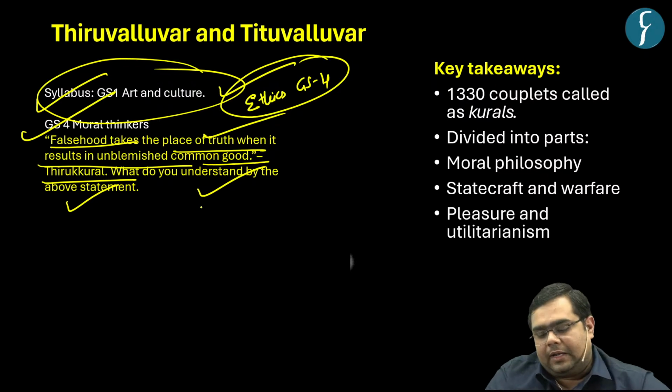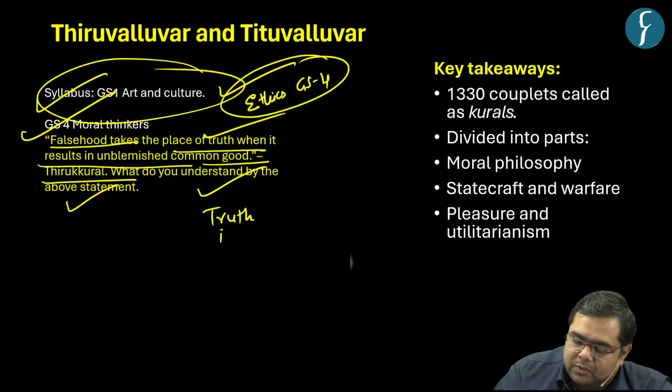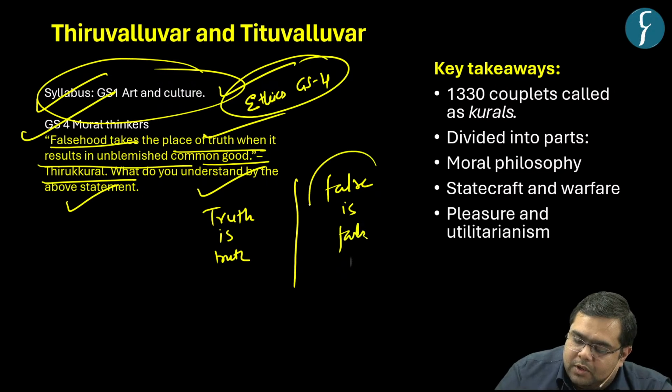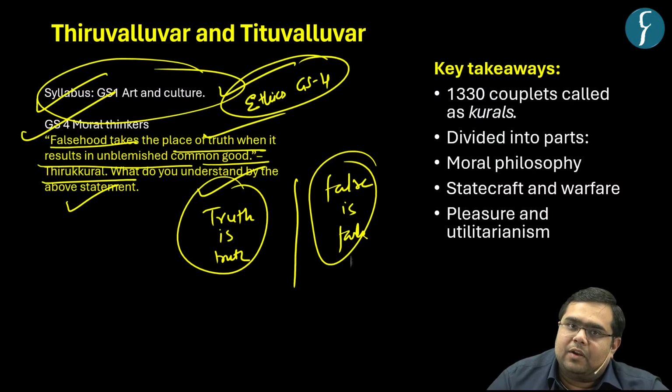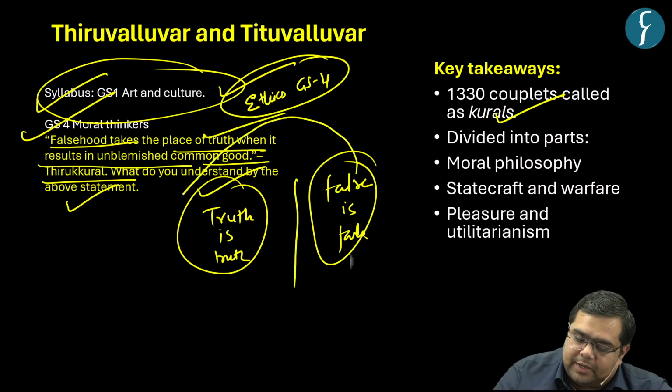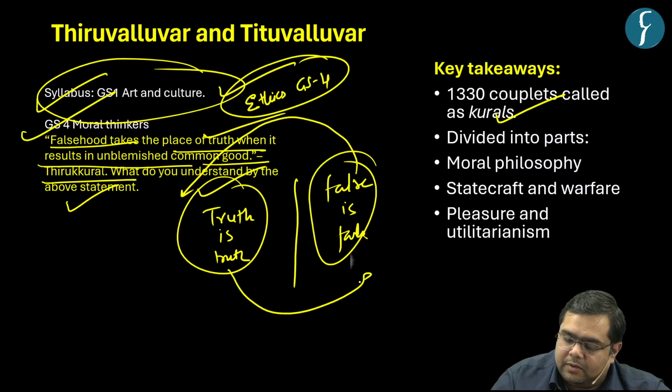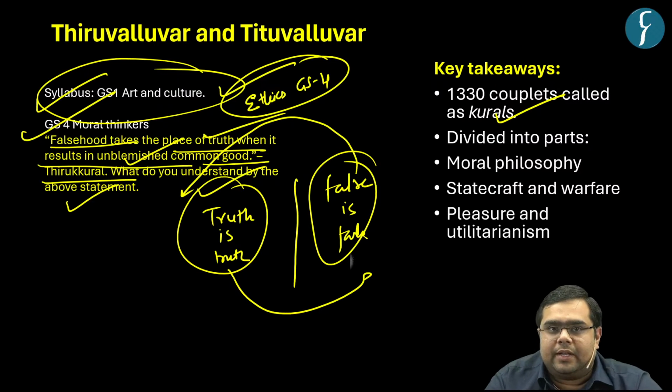So you must be wondering that truth is truth, and false is false. Now what does Tirukkural say? Again, this scholar poet had a way of projecting his beautiful wisdom in the form of these beautiful quotes or couplets, which were called kurals, right? So falsehood takes the place of truth when it accomplishes some unblemished common good.